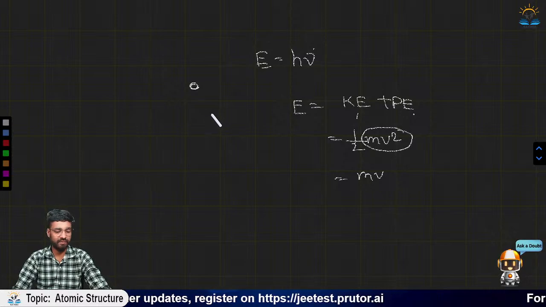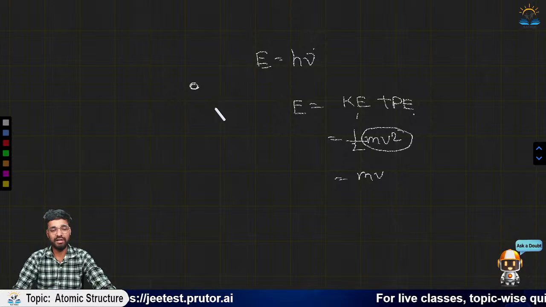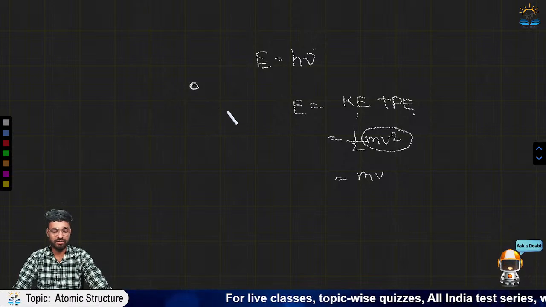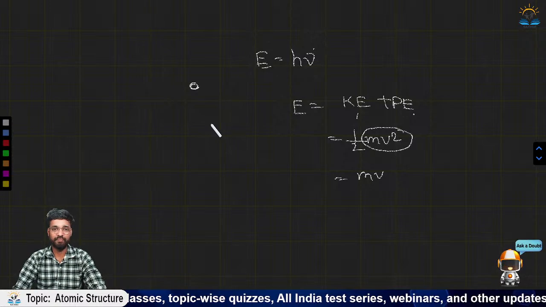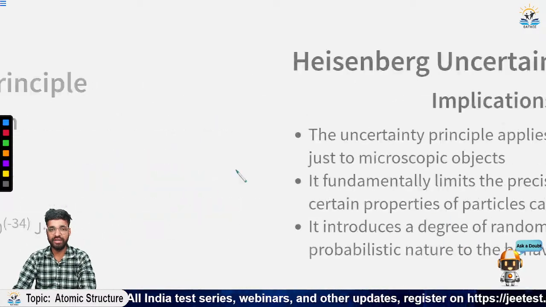But the problem then came here with that, since that frequency is very low, it will not interact properly with the electron, and we cannot determine the position. So in this way, you can think about the uncertainty principle. Now let us move to its implications.